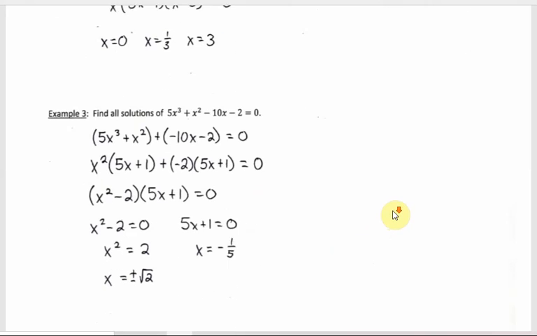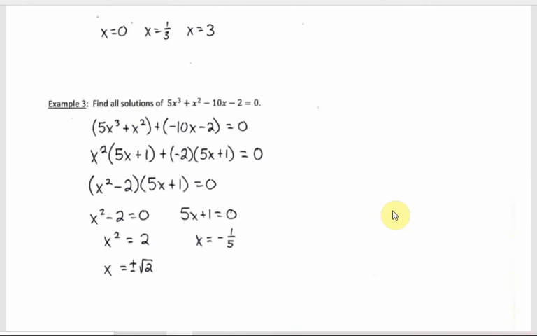The last one on this page, example number 3, this is one that you could do by grouping. So I grouped the first two terms and the last two terms on the left side. In the first two, you could factor out an x squared, and you're left with 5x plus 1. And then in the second grouping, to be left with a 5x plus 1, you could factor out a negative 2. So there's negative 2 times 5x plus 1. And then you can rewrite that as x squared minus 2 times 5x plus 1.